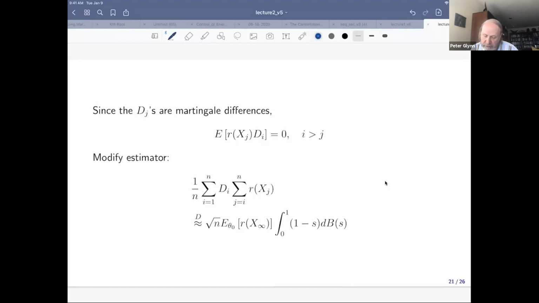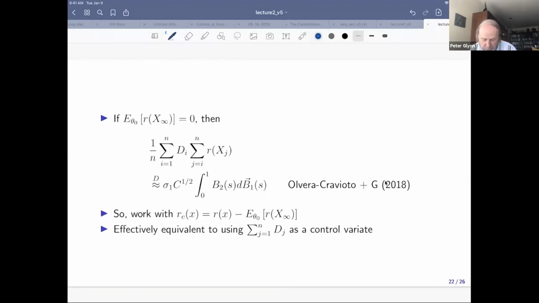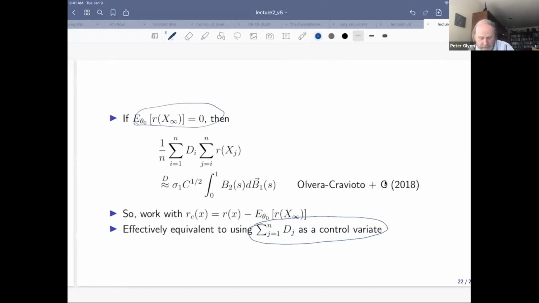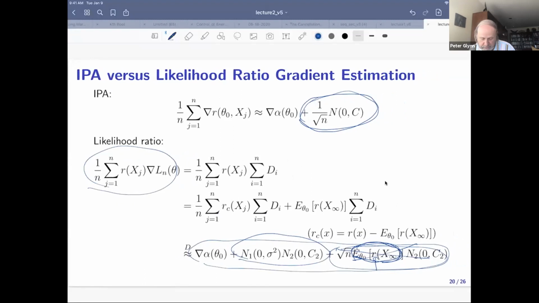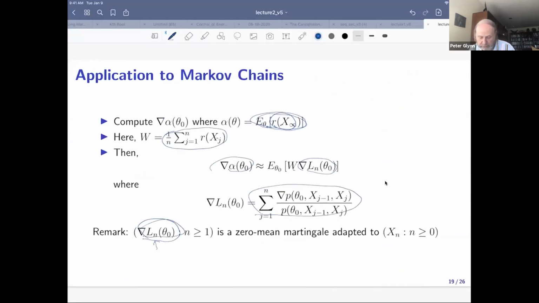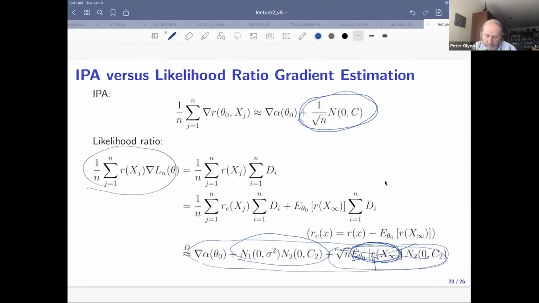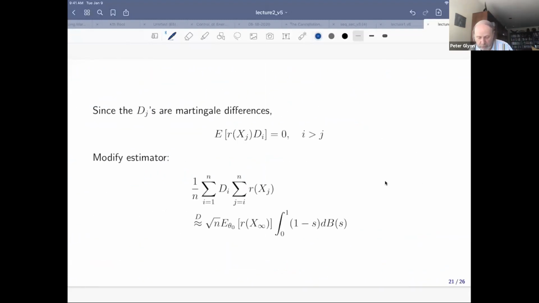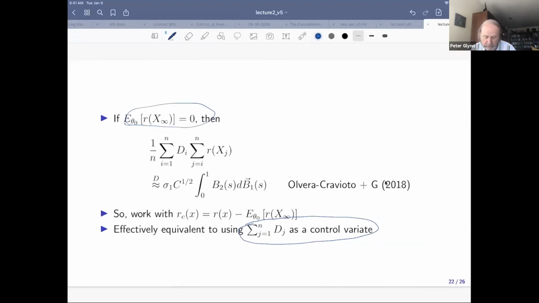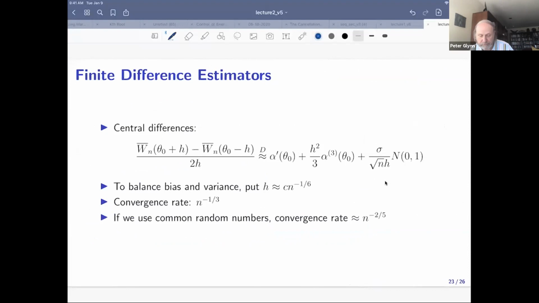And you can see that if you do indeed do what I just suggested, you get improved performance, and the improved performance that I was hinting at is effectively equivalent to using the fact that this gradient is a zero mean martingale, which means that you can represent it in terms of martingale differences. That's the D_i's that I have here, and then apply martingale central limit ideas to obtain the limiting approximations that are on these slides.